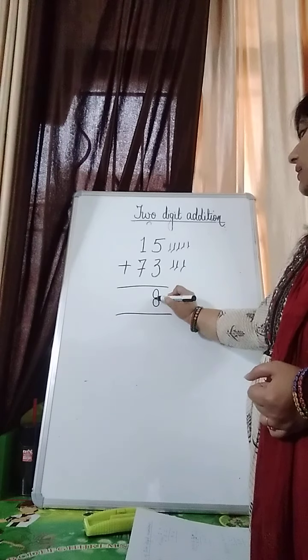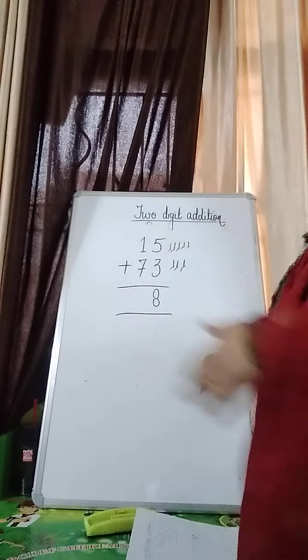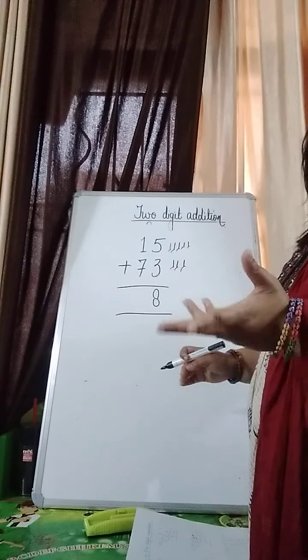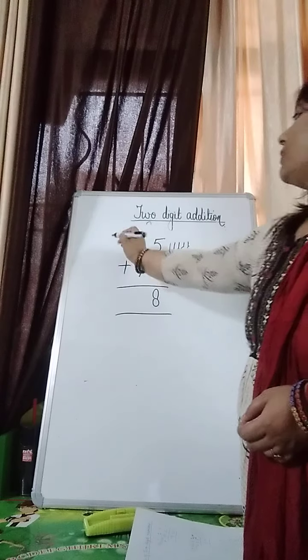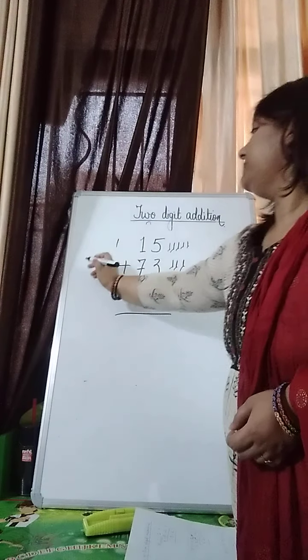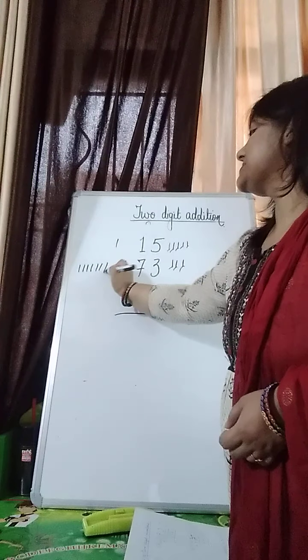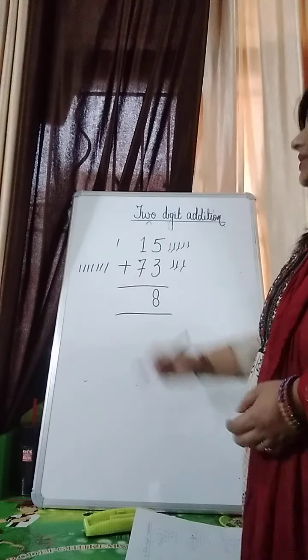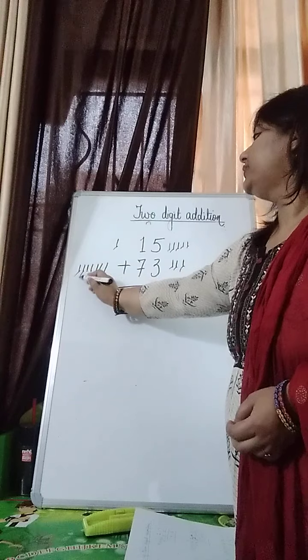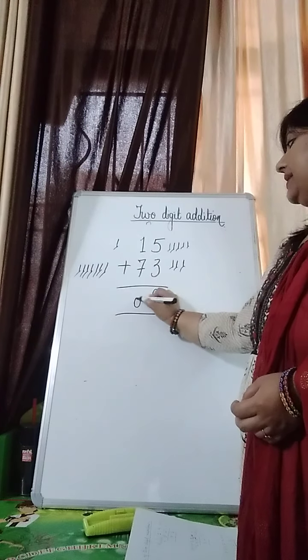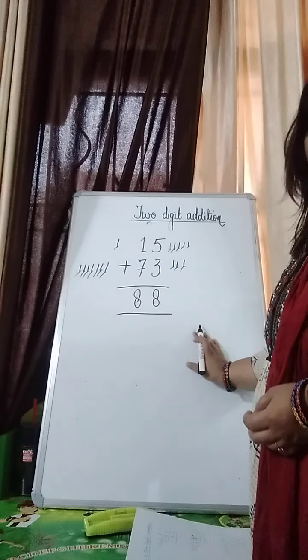8. Now your right hand side digits are left over here, 1 and 7. For that, the same thing, you are going to make number lines. 1 for 1, and for 7 make 7 numbers. 1, 2, 3, 4, 5, 6, 7. And then you will count it. 1, 2, 3, 4, 5, 6, 7, 8. What comes? 8. Answer is 88.